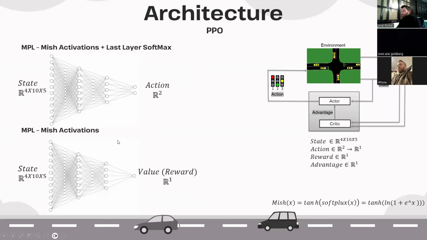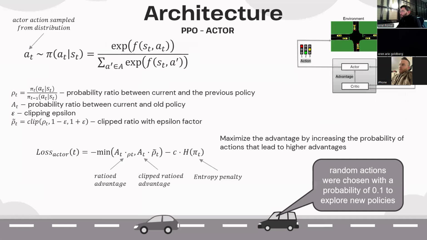So as we said, both the actor and the critic are deep neural networks. In our case, we chose a multi-layer perceptron with four fully connected layers for both of the models. The actor has a softmax layer at the output that gives us the probabilities from which the action is chosen. The critic gives us one value that is used to calculate the advantage.